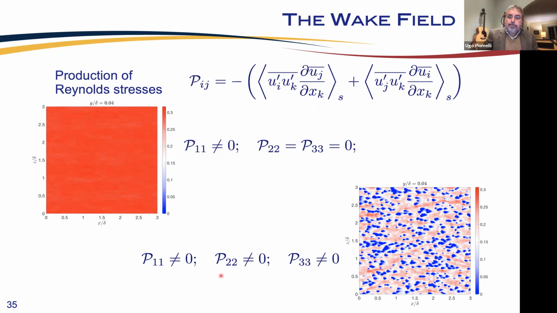So the mean flow puts energy directly into the wall normal and spanwise stresses, not just into the 1,1 component that then redistributes it through the pressure to the 2,2 and 3,3. We have direct injection of energy from the mean flow into the Reynolds stresses.